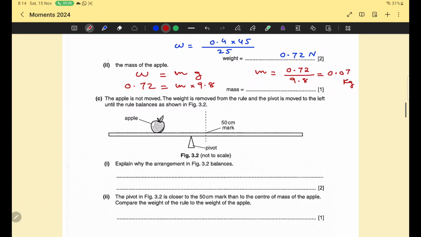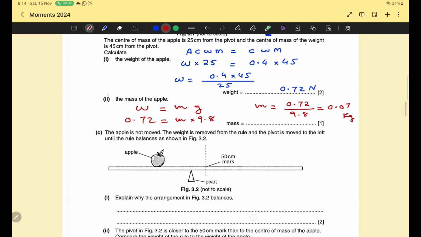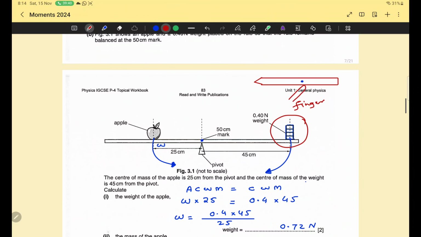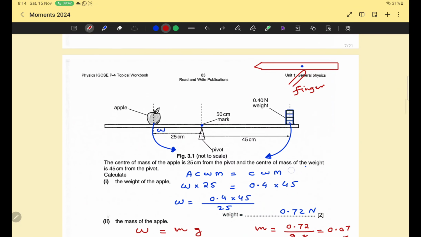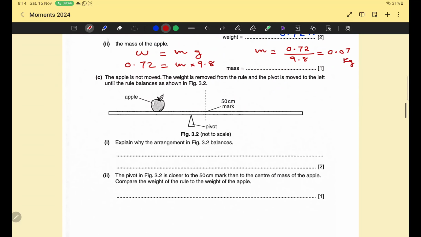And now the apple is not moved, the weight is removed from the rule and the pivot is moved to the left until the rule balances. ठीक है? Explain why the arrangement balances. The right hand side weight we have removed. If no weight on the right hand side, then Solia, the apple weight is producing anti-clockwise movement. This load is removed, then how is it possible this arrangement is balancing?